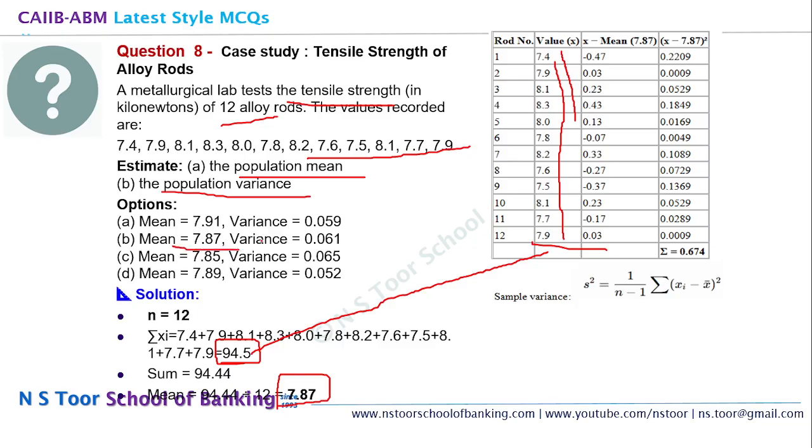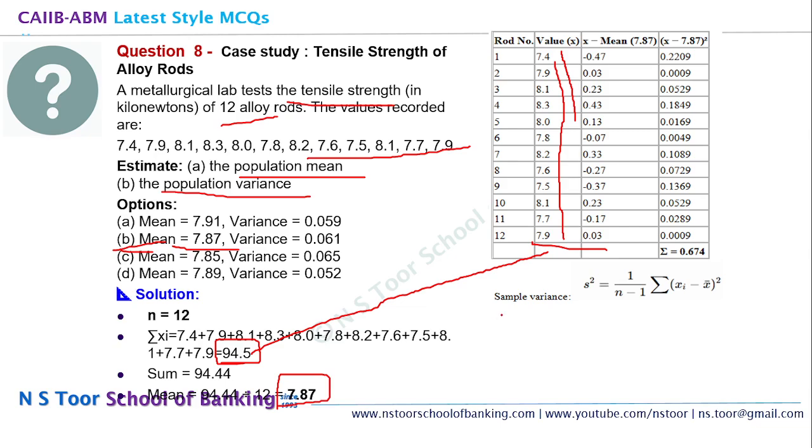Now even if I don't go for variance, I can reply in the question paper, because 7.87 is coming only at B. For A it is 7.91, for C it is 7.85 and for D it is 7.89. So my correct answer should be B. But now let us go for variance also.